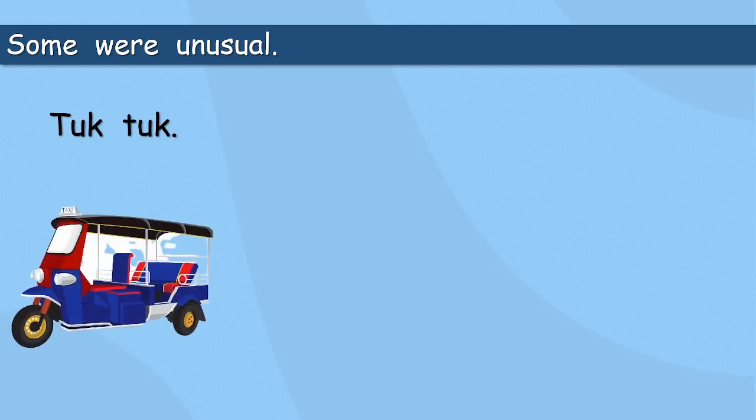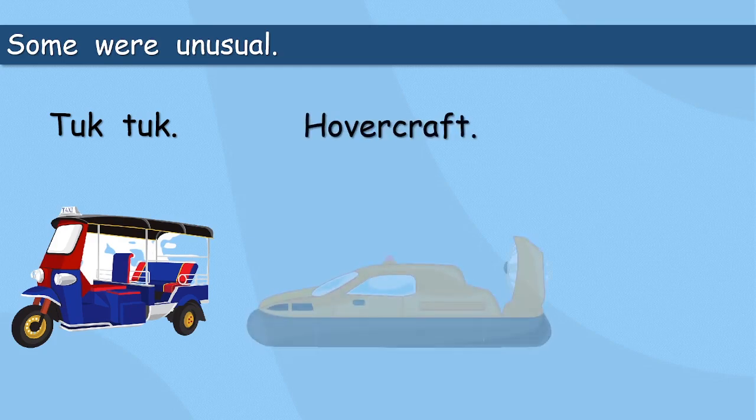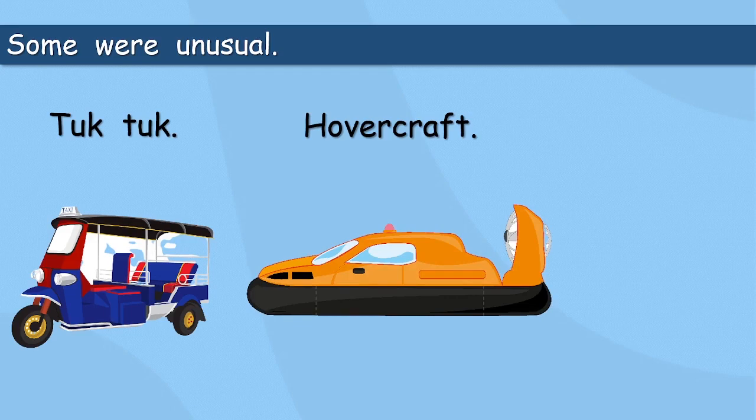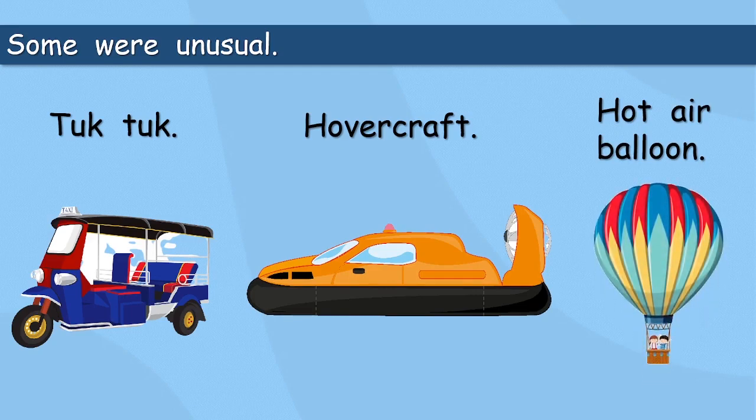Some were unusual. Maybe transport we don't see very often. Tuk-tuk. We see lots of tuk-tuks, don't we? But if we go to different places in the world, we will not see the tuk-tuk. So it is an unusual type of transport. Hovercraft. That's a great way to travel around. And hot air balloon. That's the one that would scare me the most.